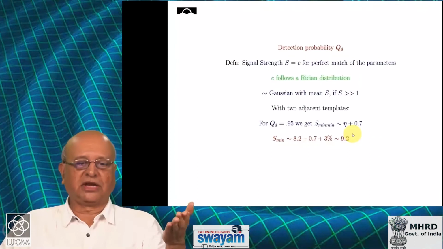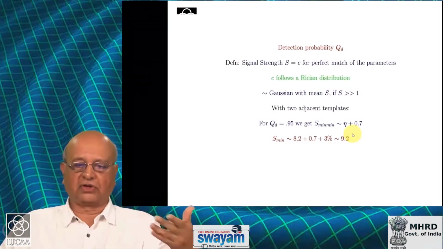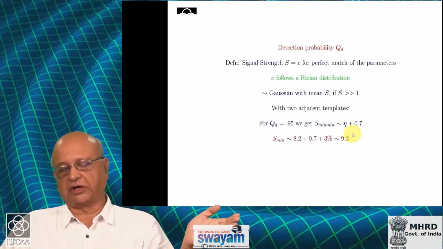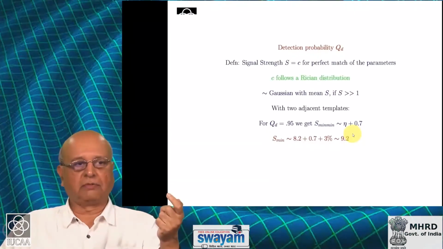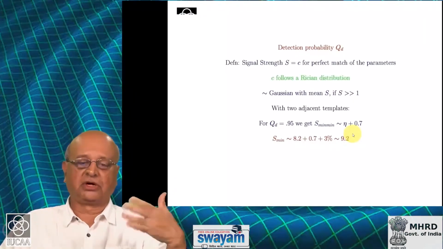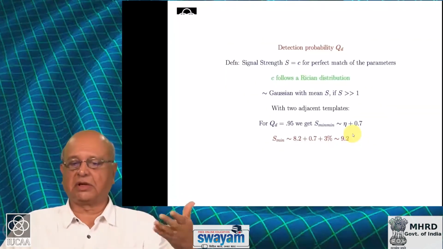So, that is the basic game that we have been playing. We have a false alarm, we have a detection probability, we have to search over the parameters with a whole lot of templates, and we can search over some parameters very quickly and efficiently, and that helps in saving computational resources.